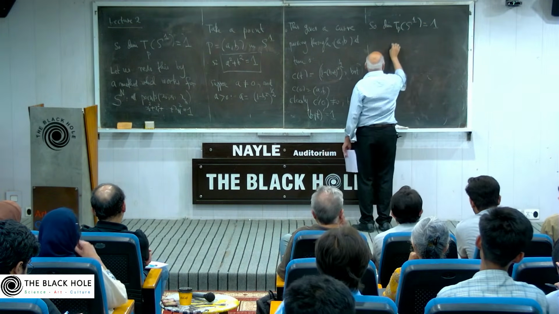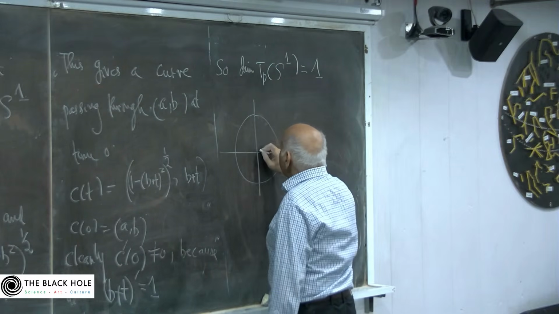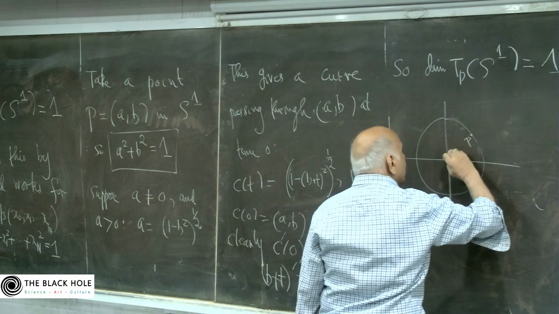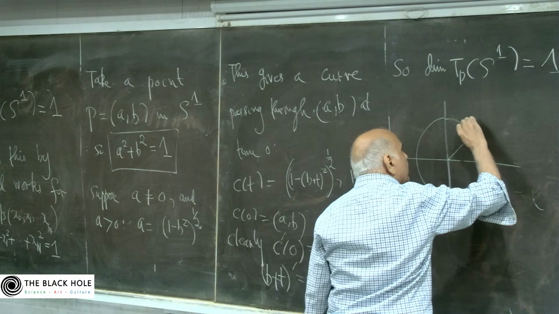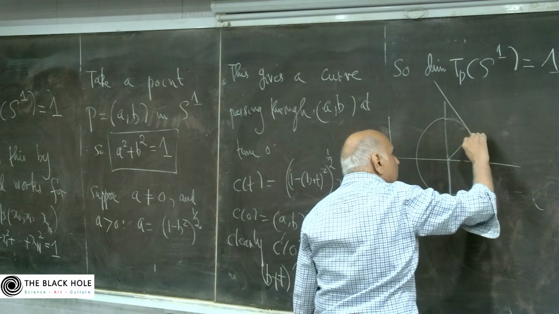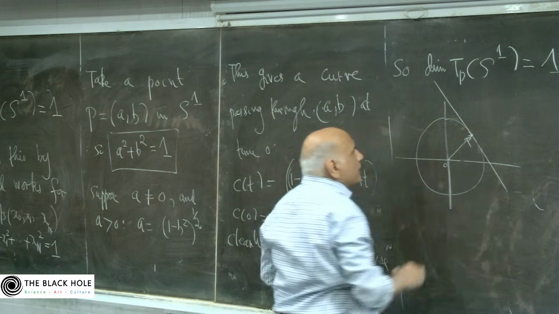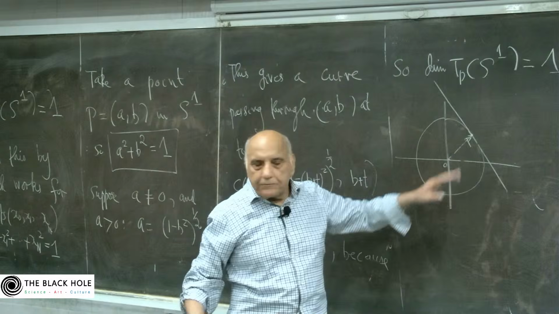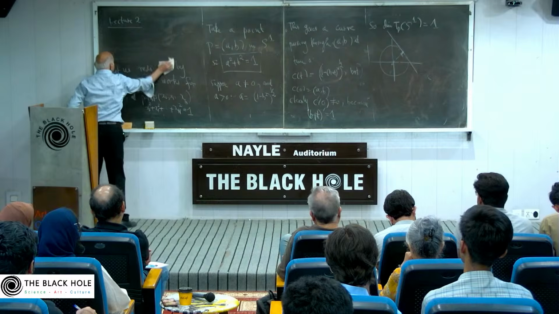And here is the picture. If this is your point P, the tangent space is a line perpendicular to the direction OP, perpendicular to OP, that is the tangent space. Okay. So now let us look at S2.